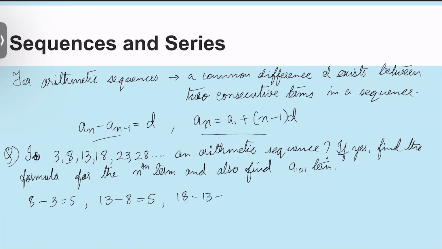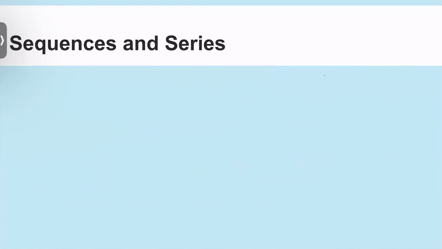Can you check another one? This is also 5. Okay, so we can see that your D is actually 5 in this case. Now if we know our D, now we will find our nth term formula for the sequence.